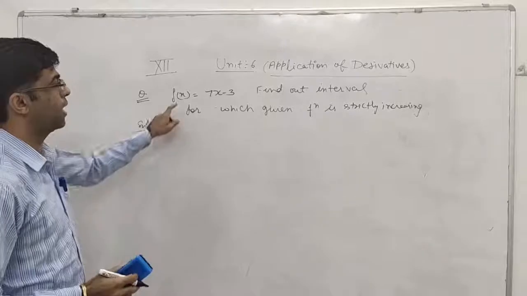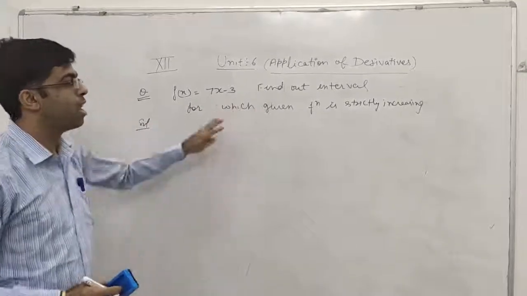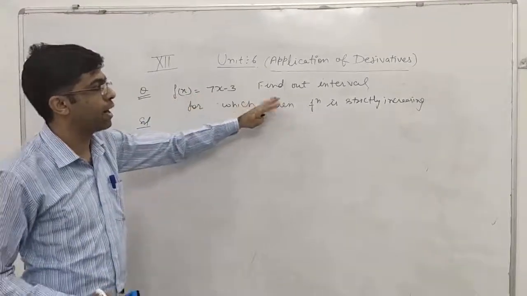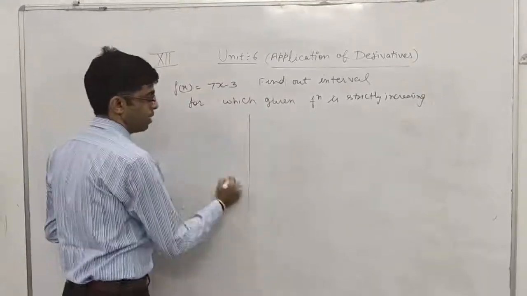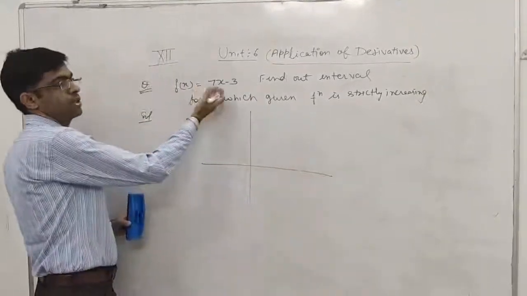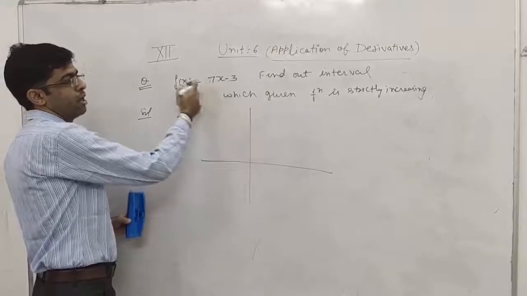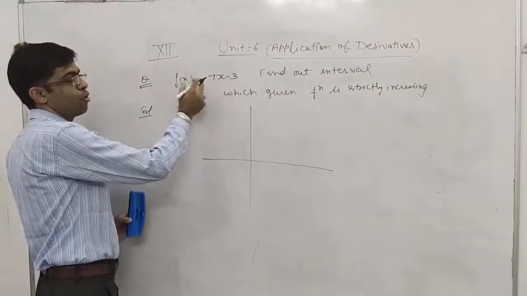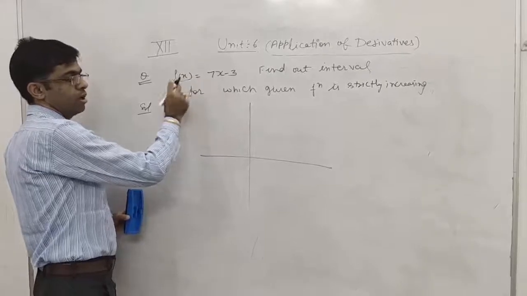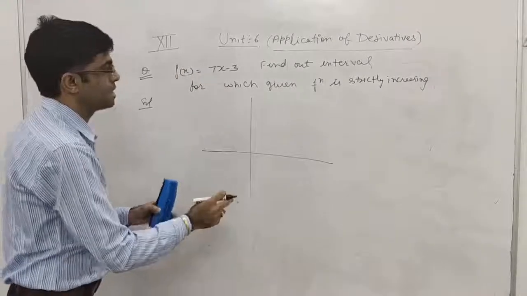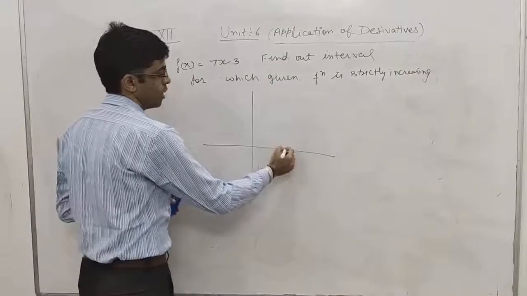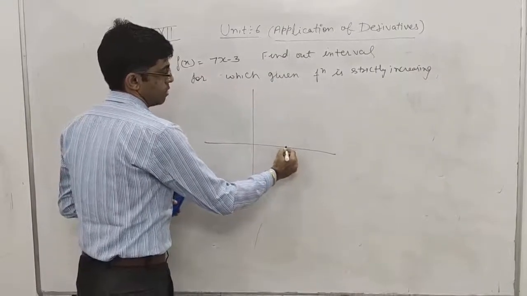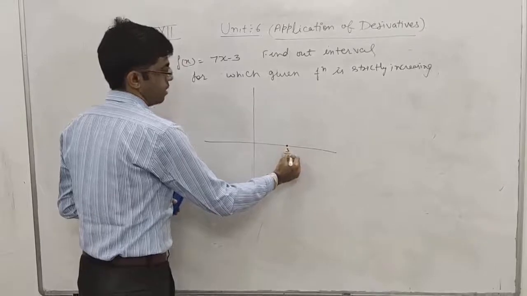Now the next question: I have taken f(x) equals 7x minus 3. In this question you have to find the interval for which this function is strictly increasing. First of all, we can draw a graph, because this is a linear equation and very simple. For the x intercept we have to put y equals 0. Putting y equals 0, this is 3/7.